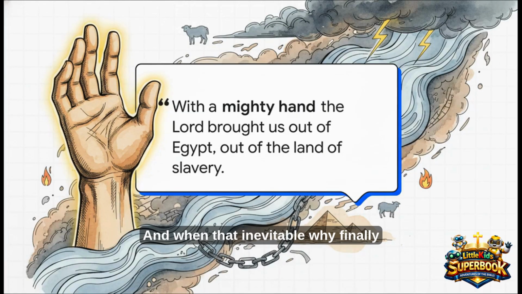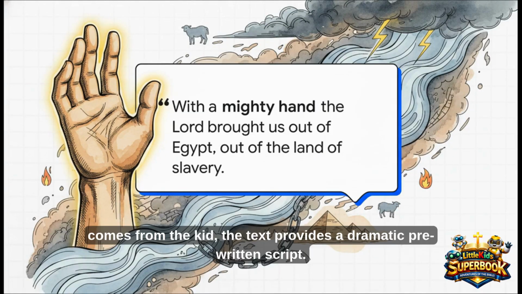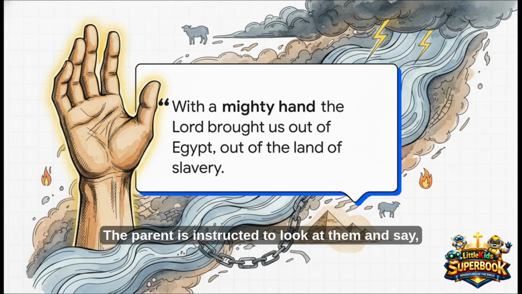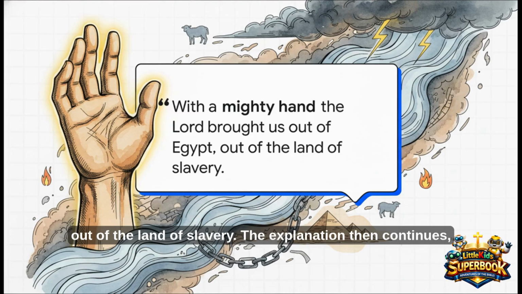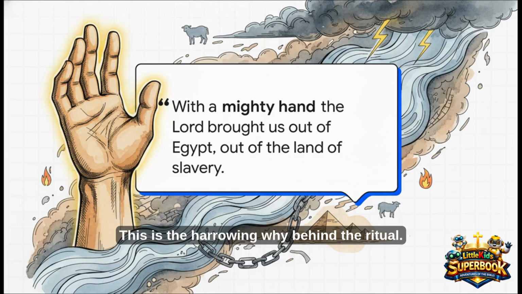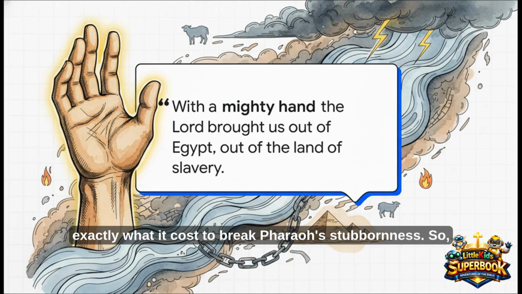And when that inevitable why finally comes from the kid, the text provides a dramatic, pre-written script. The parent is instructed to look at them and say, "With a mighty hand the Lord brought us out of Egypt, out of the land of slavery." The explanation then continues, detailing that when Pharaoh stubbornly refused to let them go, the Lord killed the firstborn of both people and animals in Egypt. This is the harrowing why behind the ritual. They sacrifice and redeem their own firstborn to commemorate exactly what it cost to break Pharaoh's stubbornness.